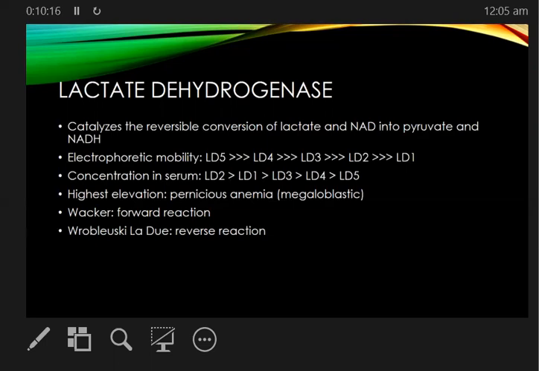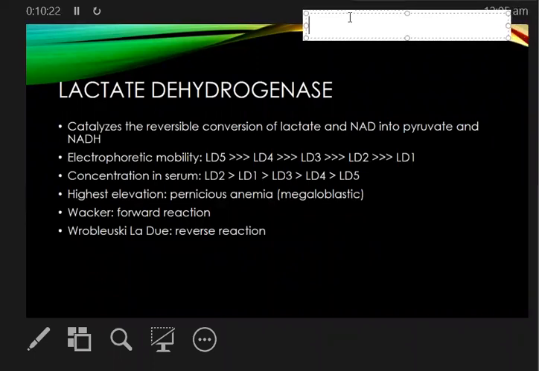If we look at the structure of your lactate dehydrogenase, it is considered to be a tetramer, because it is composed of 4 subunits. The subunits of your LD enzymes are the H subunit, where H stands for heart, and the M subunit, where M stands for muscle. Let us look at the different isoenzymes.